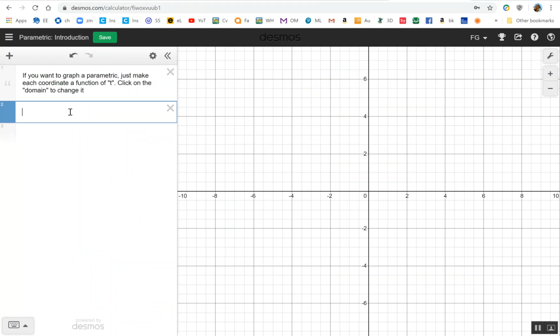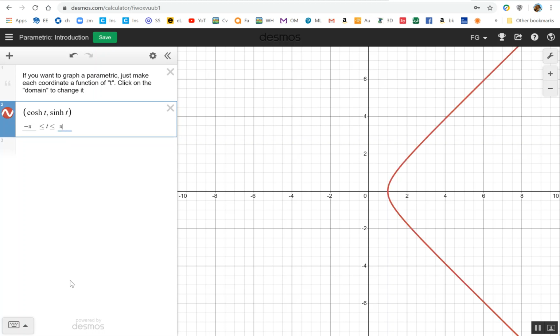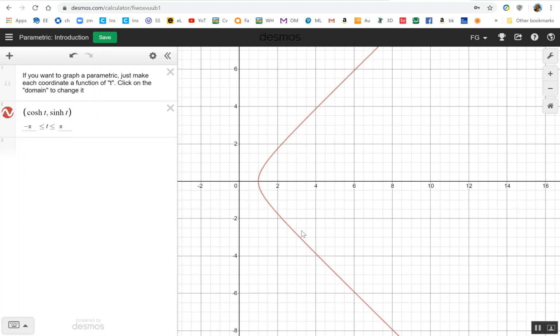The way to tell Desmos you want a parametric curve is to use parentheses and put in x and y. So cosh t, and then a comma, sinh t, and then automatically the domain will come up. It'll tell you t goes between where and where, and you can fill these in. We want negative pi to pi. And I'm just typing in pi to get pi. So here's my parametric curve. And we'll see later that that's actually one branch of a hyperbola.